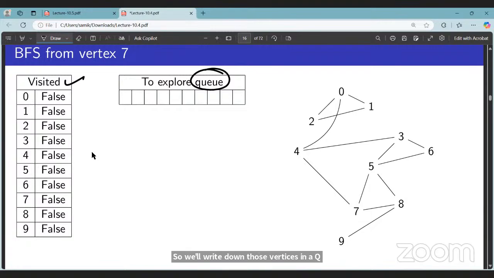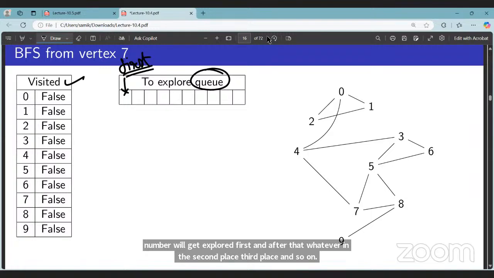So what is a queue? A queue is one way of arranging a sequence. If you have some numbers and you want to arrange them in a sequence, there are two ways: either you can use a queue or you can use a stack. A queue is based on the principle of first in, first out. That means whatever number is at the first place of your queue will get explored first, and after that whatever is in the second place, third place, and so on. And the BFS process will stop when our queue is empty.